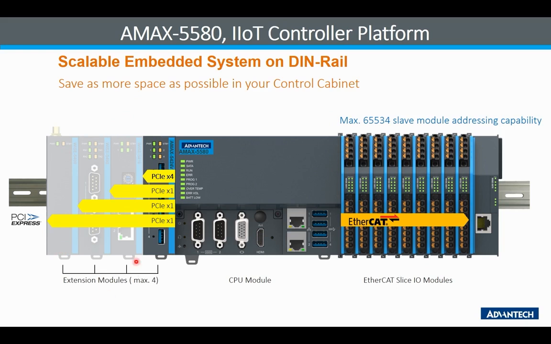Also, on the left hand side, it reserves PCIe resources for the expansion of PC peripherals such as COM port, CAN port, camera, and wireless communication solutions. One thing to be mentioned: the nearest slot has PCIe x4 resources, while the other slots only have PCIe x1 resources. Modules that need more bandwidth can be installed in the nearest slot for full functionality support.